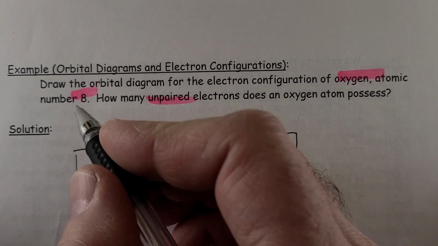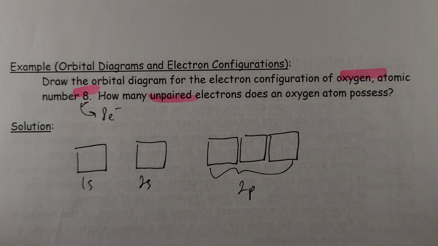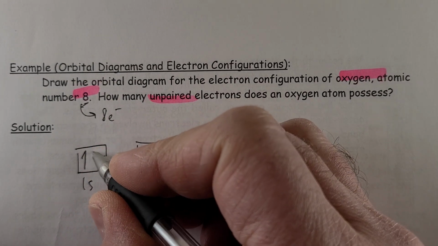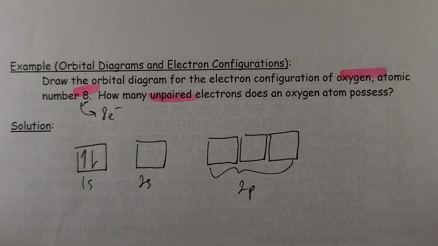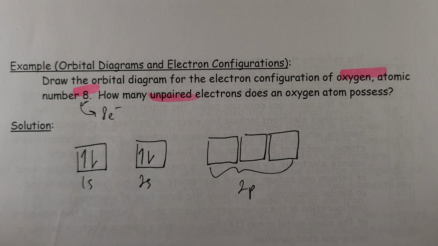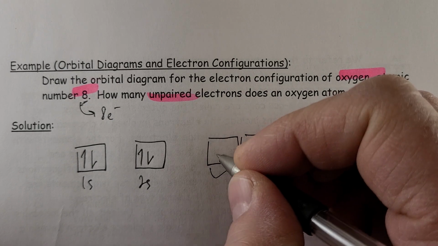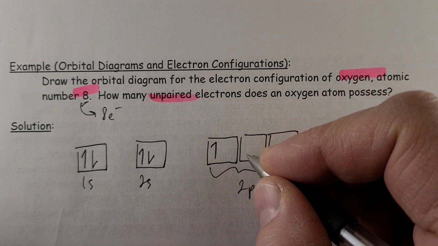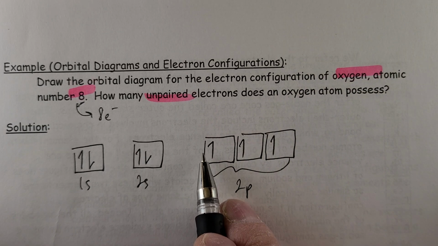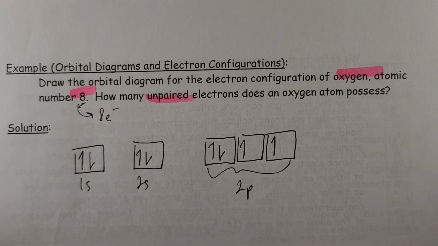So 8 electrons, given by atomic number 8. First of all, we put an electron in the 1s level, and then we can immediately buddy it up with another one of opposite spin. Same thing here, and same thing here. Now I've used up 4, I need to go 4 more. In the degenerate set here, an electron goes in each one first of all. So 1, 2, 3, 4, 5, 6, 7, and then the 8th one goes back here.